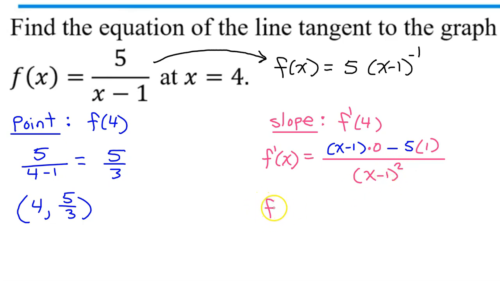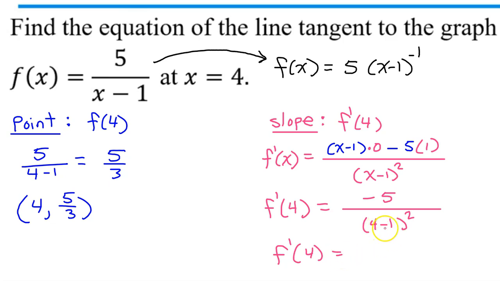So let's definitely rewrite this. Actually, I'm going to go ahead and do f prime at 4. I think you can follow that this portion right here is gone because times 0. So in the numerator, we just have the negative 5. And plugging in 4 for x, that's going to be 4 minus 1 squared. So this is going to simplify down. 4 minus 1 is 3, squared is 9. So the slope is negative 5/9.